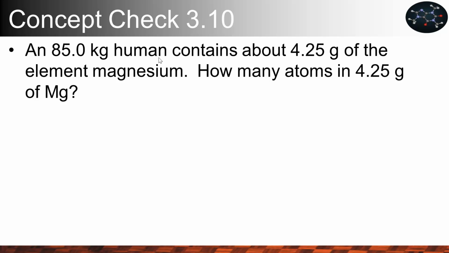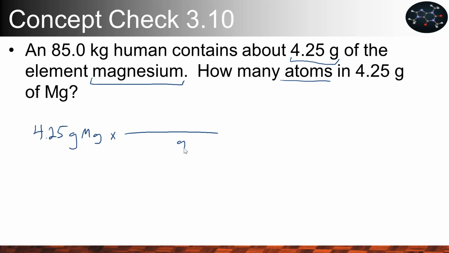One more here. An 85 kilogram human contains about 4.25 grams of magnesium. So how many atoms are in 4.25 grams of magnesium? Same idea here. We're going to take the 4.25 grams of magnesium, multiply it by a ratio that gets rid of grams of magnesium and puts moles of magnesium on the top. But then we're also going to multiply this by 6.022 times 10 to the 23rd power of magnesium atoms.